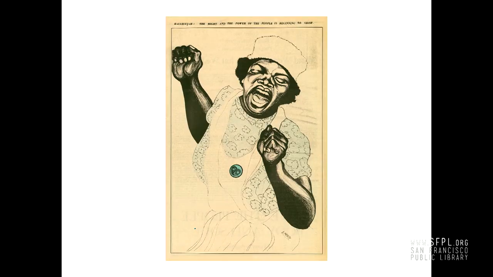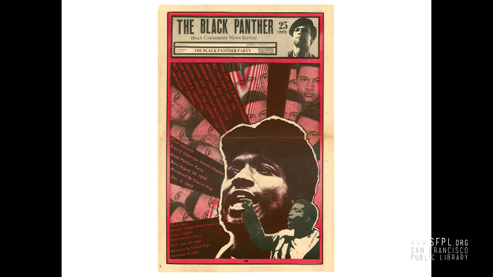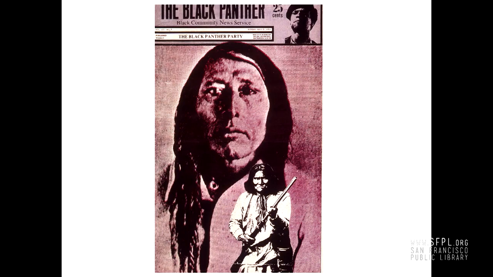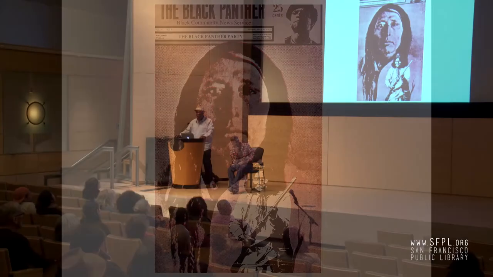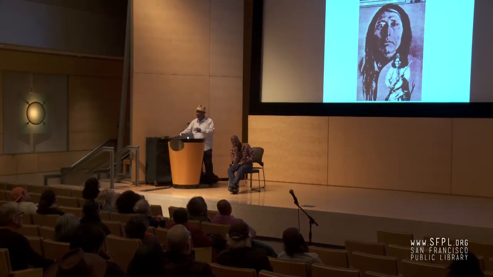This is when Bobby and Huey were exonerated of the case in New Haven. It says, hallelujah, the might and the power of the people is beginning to show. Unfortunately, this was in here again. This is showing our solidarity with the American Indian Movement, the original caretakers of the land. They were our close allies. And I'm working on an image of Leonard Peltier, who is really ill now, in support of Leonard Peltier.